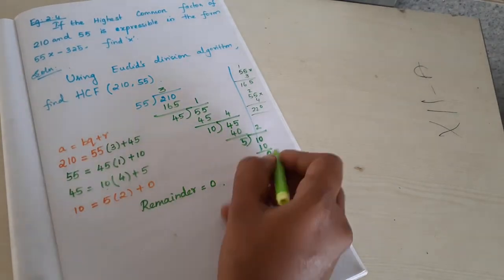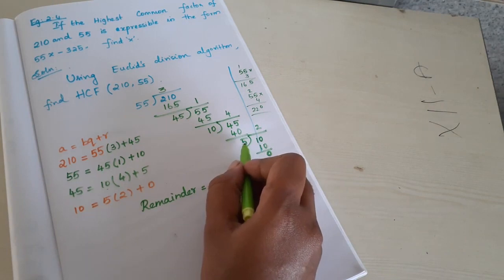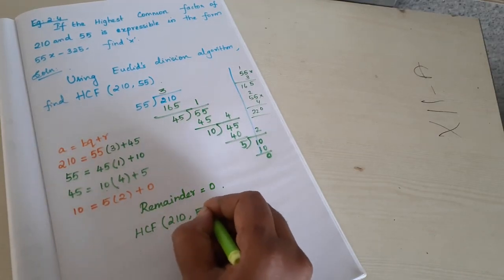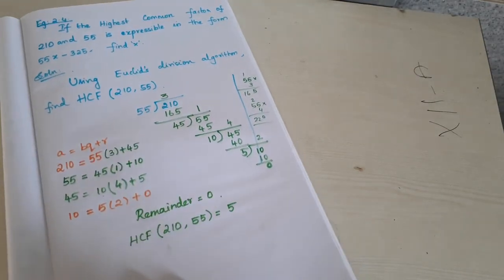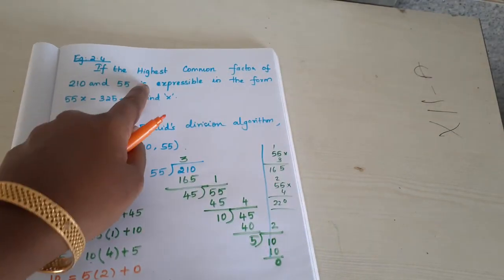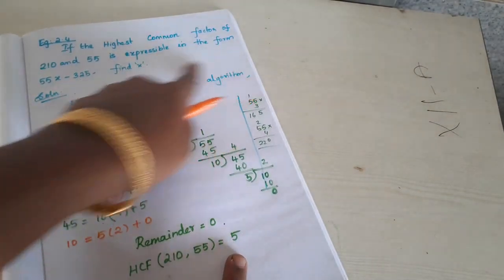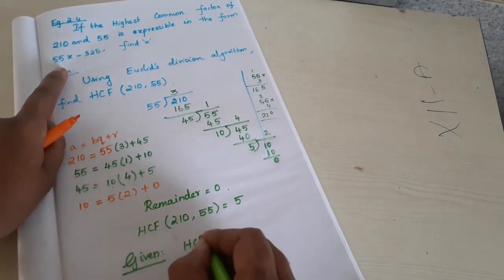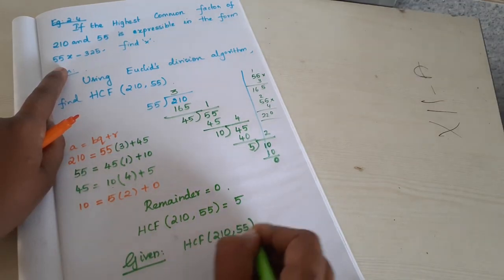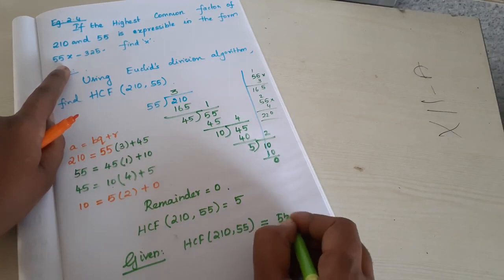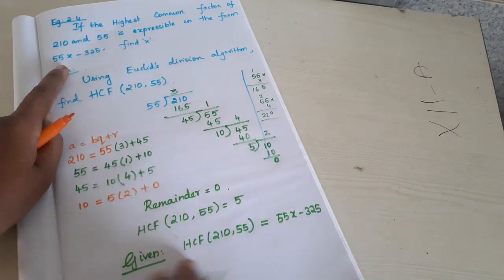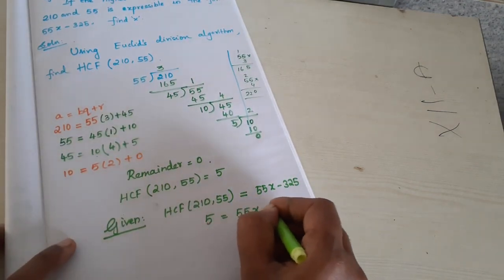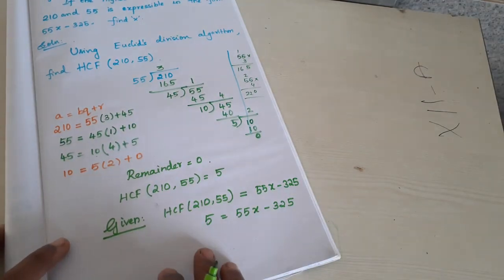So what is the HCF? The last divisor is 5. So that is the common divisor of the given numbers. So HCF of 210 and 55 is equal to 5. And what is the question given? The HCF of these two numbers, this 5, is expressible in the form 55x minus 325. So we already found the HCF is 5. So 5 is equal to 55x minus 325.